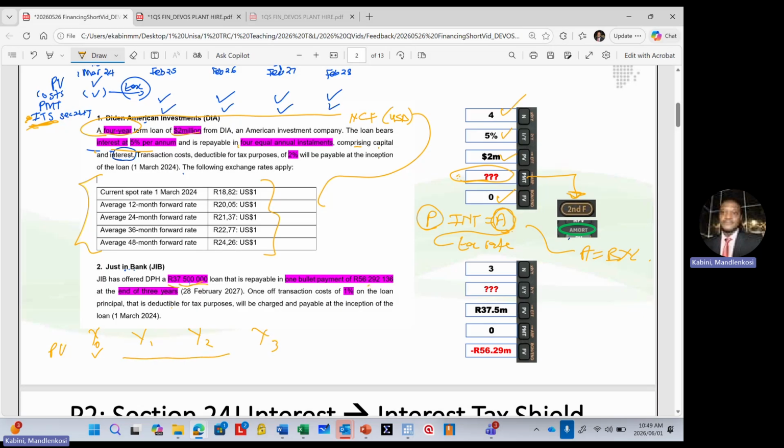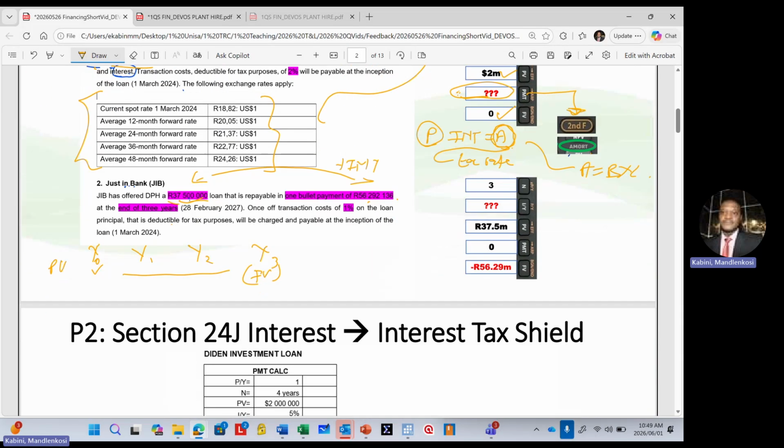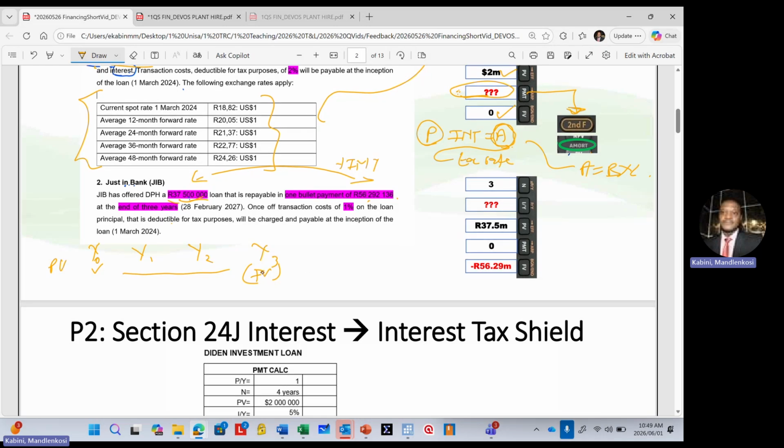No payment is made throughout the loan term except at the end, where we pay the future value as a bullet payment, which would be the present value of the loan plus the interest in total. Because that interest is charged over time, but it's only paid at the end, we could still have an interest tax shield in terms of Section 24J as well. And there are costs that we must deduct at the beginning of the period, which will also have tax implications.